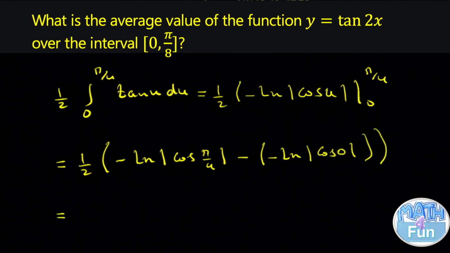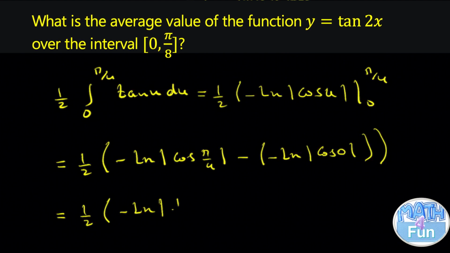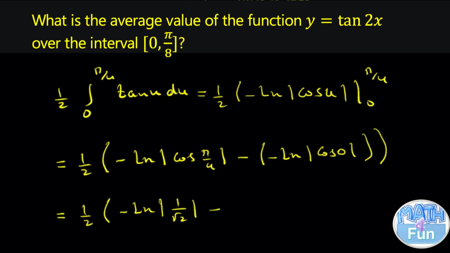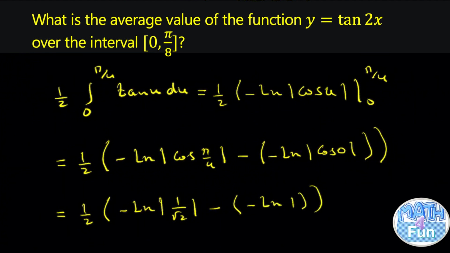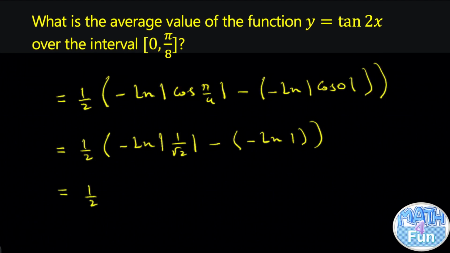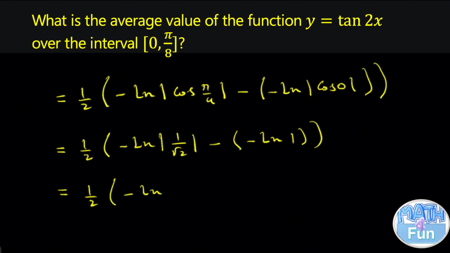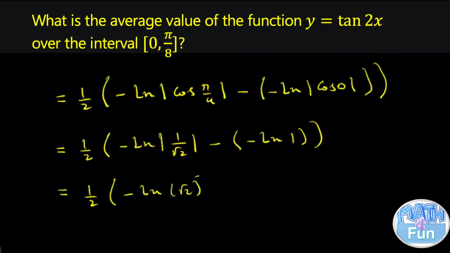Let us simplify. It's going to be equal to 1 over 2, minus ln cosine pi over 4, and cosine pi over 4 is equal to 1 over radical 2. We put it in absolute value. Minus of minus ln cosine 0, which is equal to 1, close bracket. Now, let's simplify according to the properties of logarithm. We can write minus ln absolute 1 over radical 2. 1 over radical 2 is positive, so we ignore the absolute value. So it becomes radical 2 to the power minus 1. We raise it up and we put the power negative.